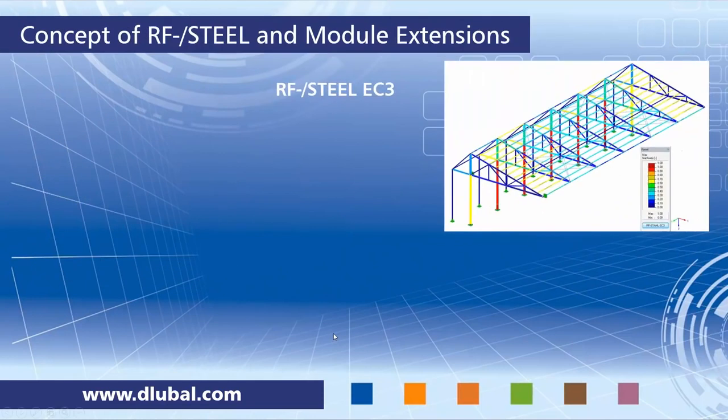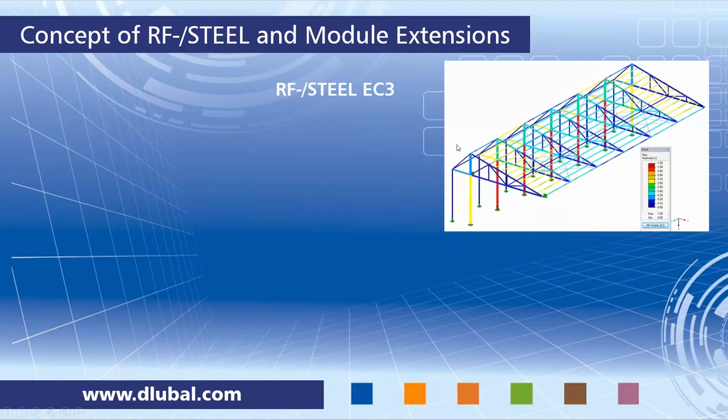Okay, let's get started with the concept. We have the add-on module RF Steel Eurocode 3, RF Steel EC3. Here you can design in accordance with the Eurocode 3. You can perform stability design checks. You can do deformation analysis, and of course you can also do some fire protection analysis.